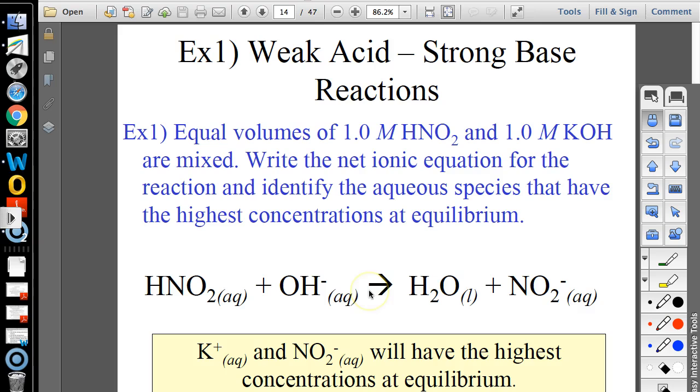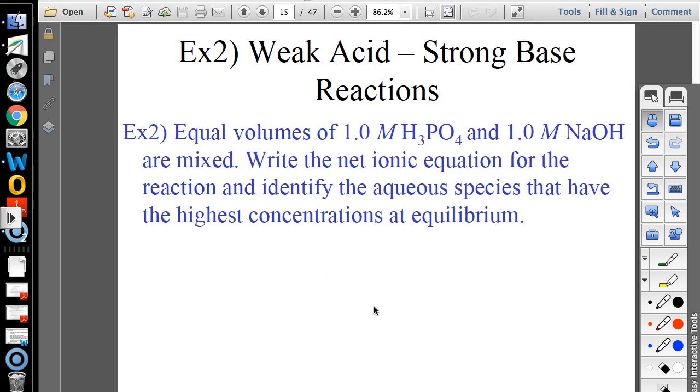Cool. So that's what I had just said right there. So on this one, let me make sure, yeah. Go ahead and try to write the net ionic equation for this one and see if you can figure out the highest concentrations at equilibrium by yourself. Everybody here today? Okay.